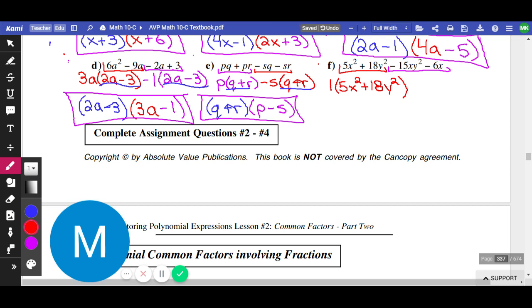On the purple side, if I look to see what I can take out, I can take out a 3 from each of those, right? 15 and 6 are both divisible by 3. And I can take out an x from both of those terms. When I take that out, we're going to run into a big problem here. I'm going to take out a negative because that would make sense to me. But we're going to get stuck. So that would leave me with 5y squared minus 2. And we're stuck.